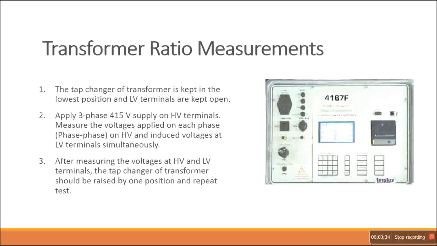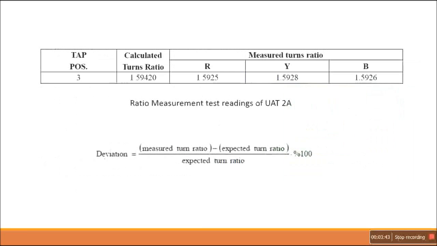After measuring the voltage at the HV and LV terminal, the tap changer of the transformer should be raised by one position and repeat the test. That is, we should do the test for all the taps of the transformer. This is a sample showing the test of the transformer. Here also the test has been done for tap position 3 only.